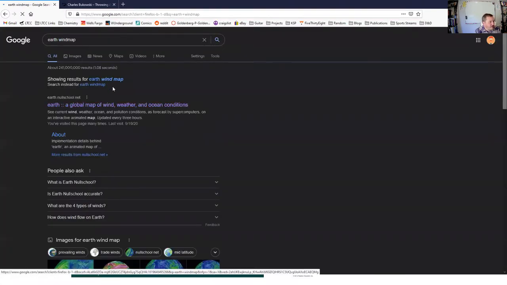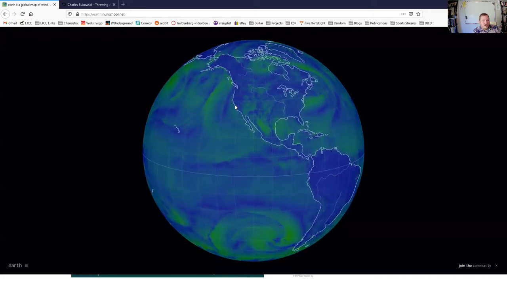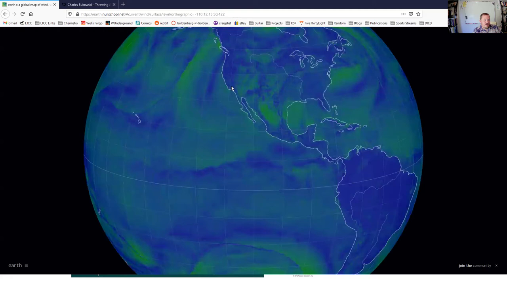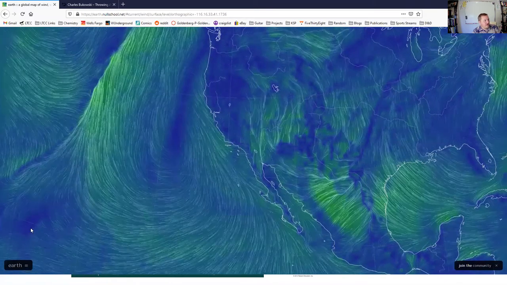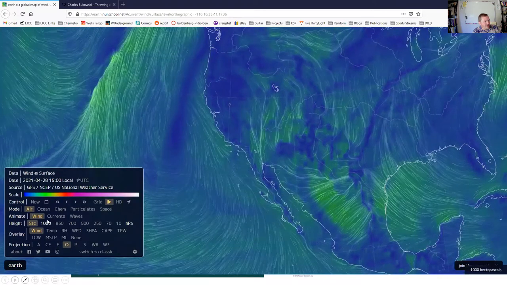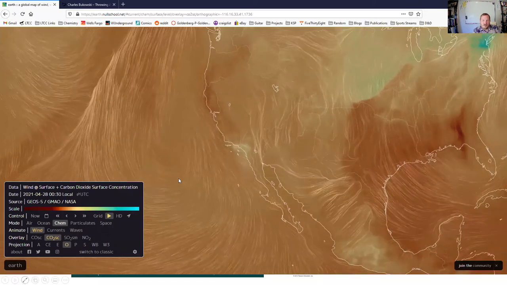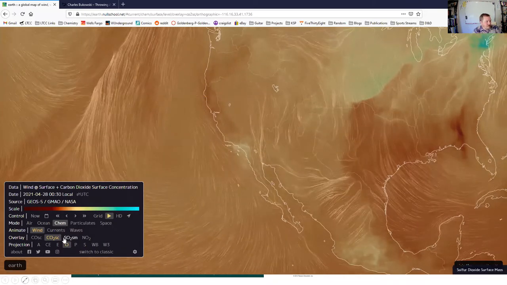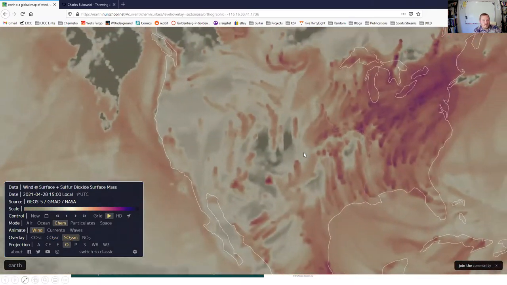I can never remember the name of it, but if you Google Earth Wind Map, you get this website that gives you a 3D model of Earth with live wind speeds on it, which doesn't seem like it's all that closely related to what we were just talking about, except if you go down to the bottom here, you can actually look at specific chemicals that are tracked by NASA. This is all scraping data from NASA satellite sources. So we can actually look at the concentration of sulfur dioxide in the air in real time.